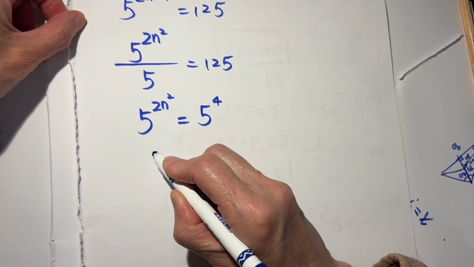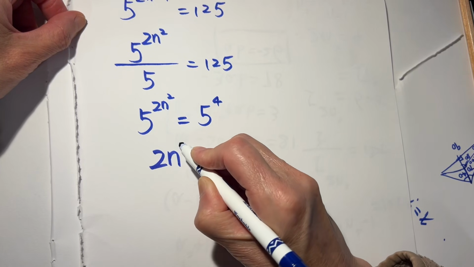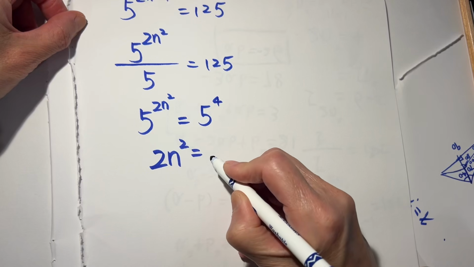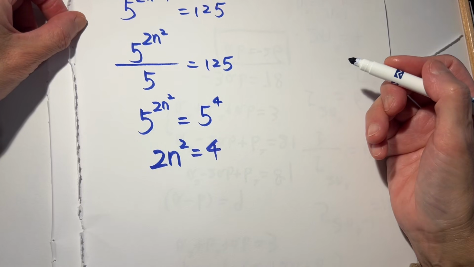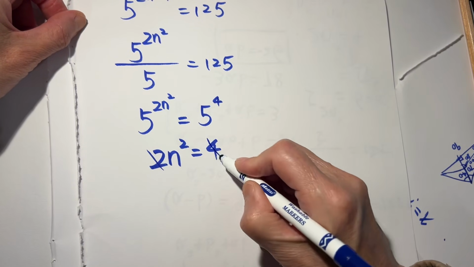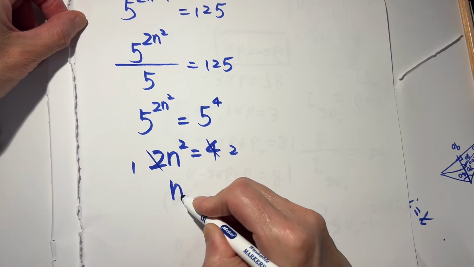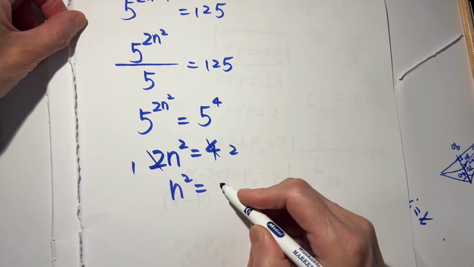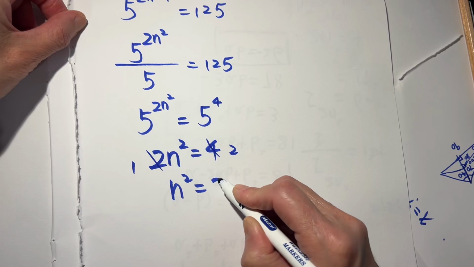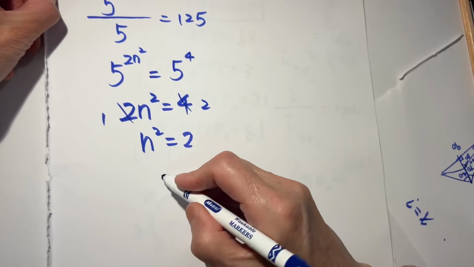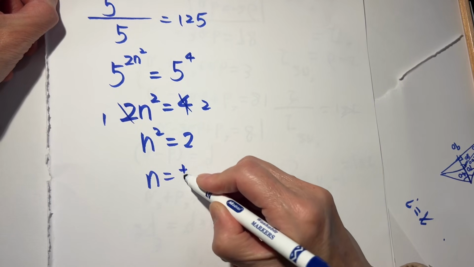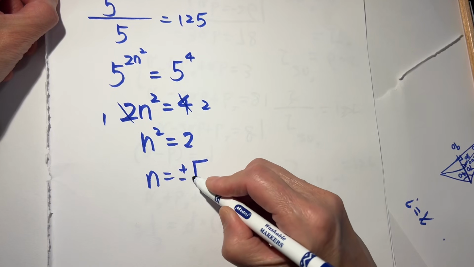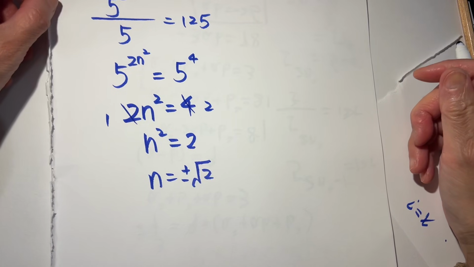This way we get 2n squared equal to 4. So n squared equal to 2. N equal to positive, negative root 2.